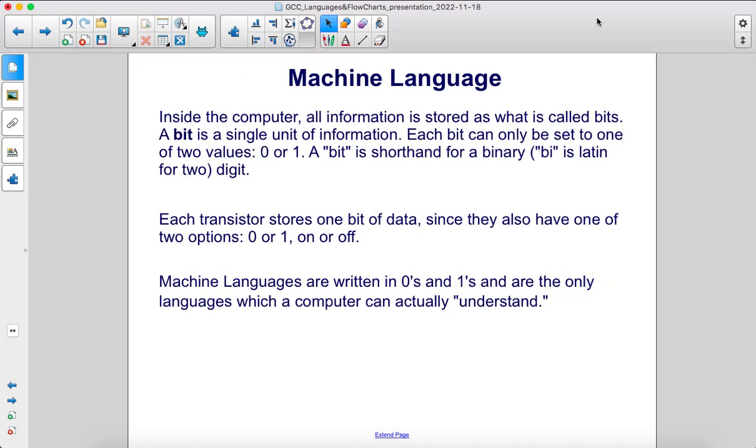Inside the computer, all information is stored as what is called bits. A bit is a single unit of information. Each bit can only be set to one of two values, 0 or 1. A bit is shorthand for a binary digit. Bi is Latin for 2. Each transistor stores one bit of data, since they also have one of two options, 0 or 1, on or off. Machine languages are written in zeros and ones and are the only languages which a computer can actually understand.